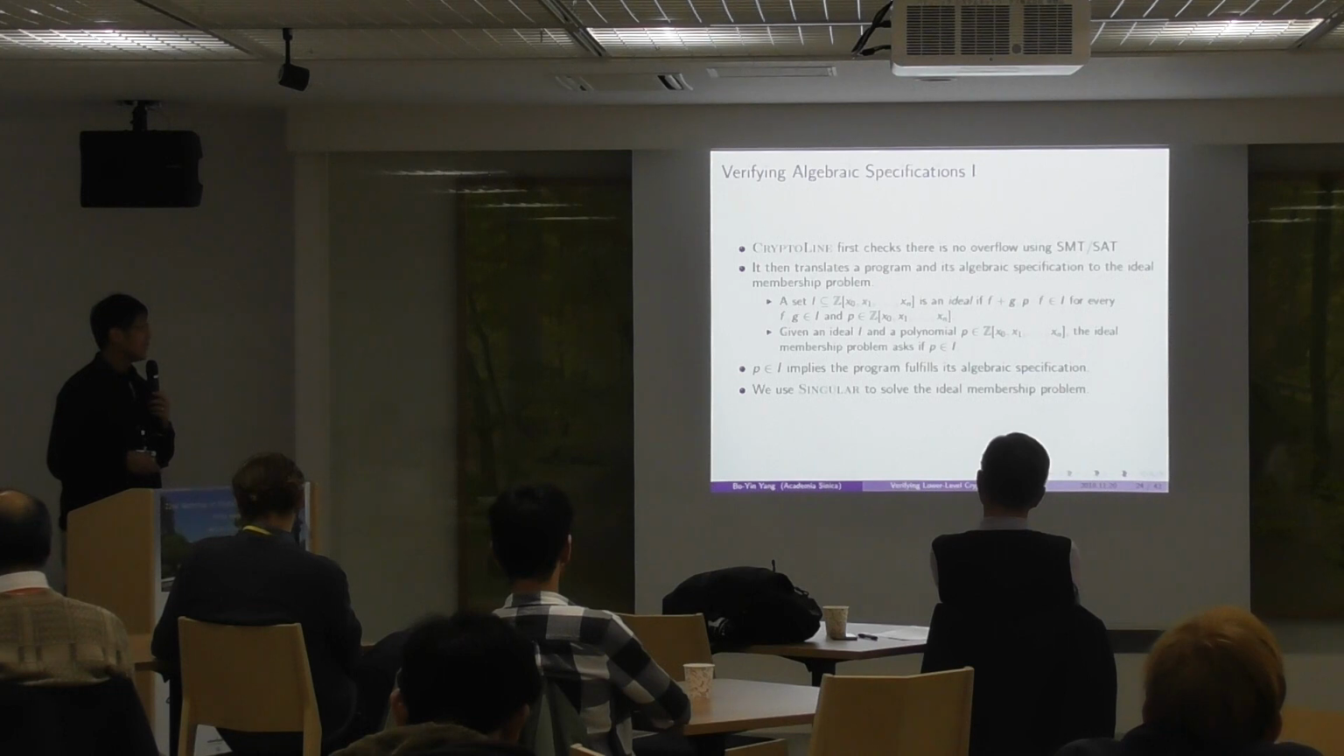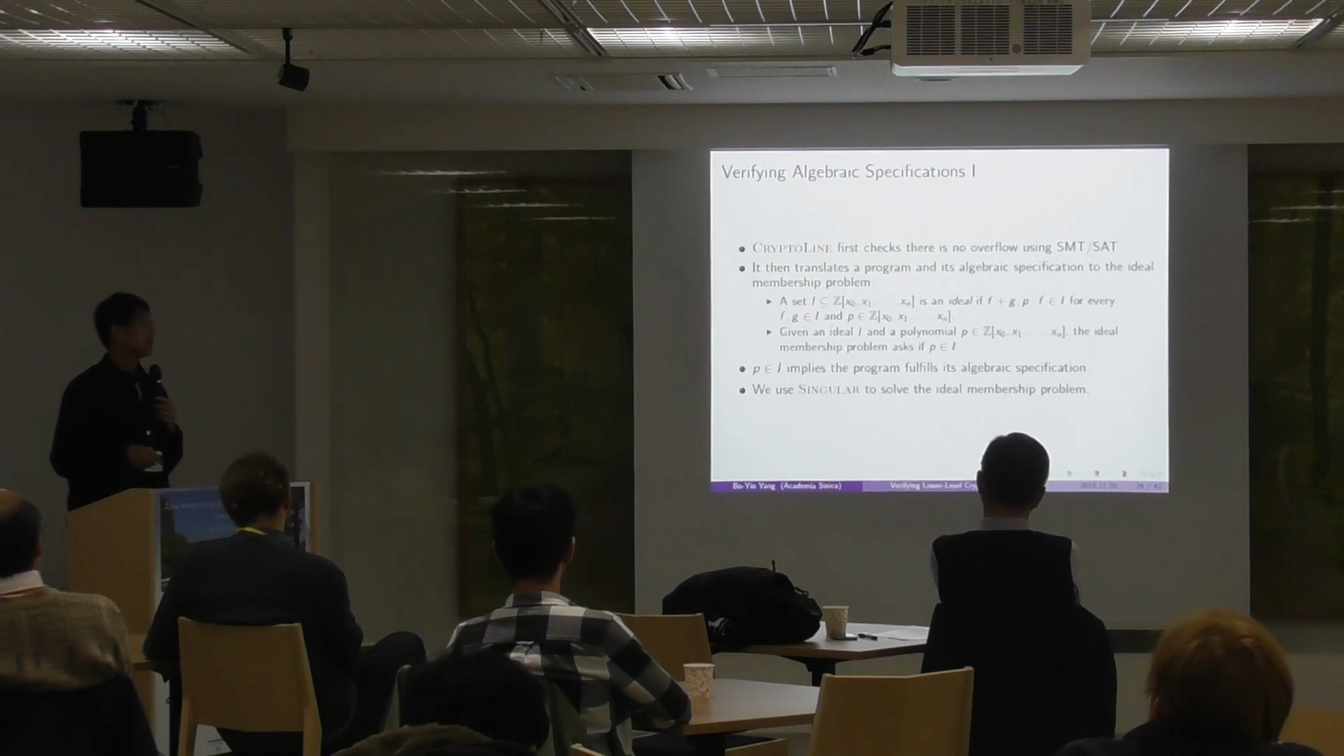What does CryptoLine do? First, we run Boolector to make sure that there's no overflow, and then we translate the program and algebraic properties to an ideal membership problem. So we have a set of equations. Every single instruction is an equation. And we have an ideal that's composed of all these equations.